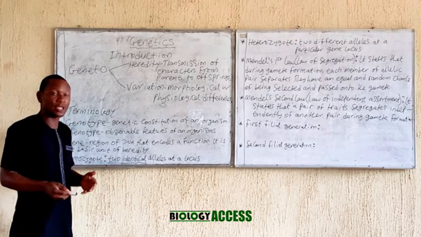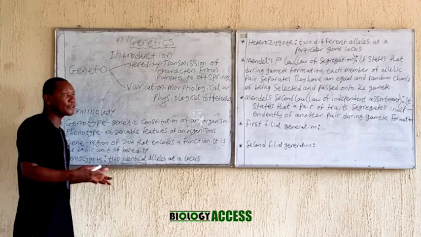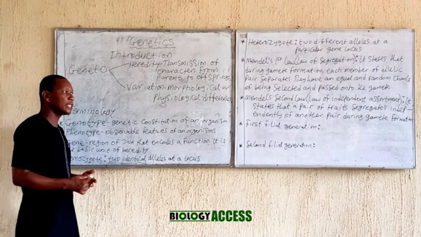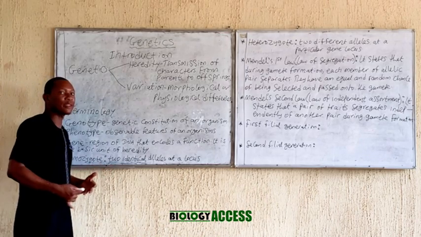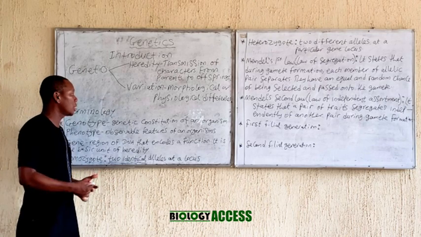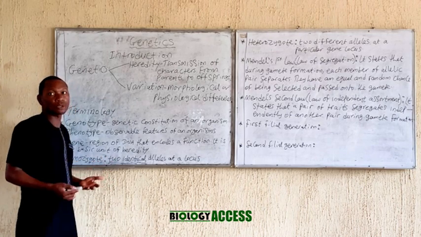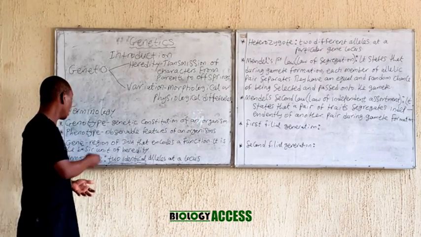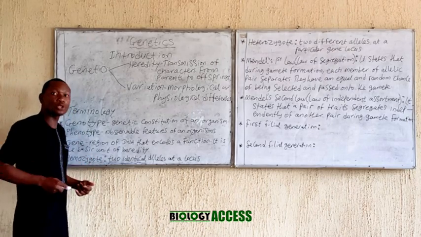Let me use a basic example. An organism can have a genotype for being dark in complexion, but as a result of environmental condition or even maybe application of certain cream, it may become light in complexion. That is an environmental influence affecting the phenotype of the organism.